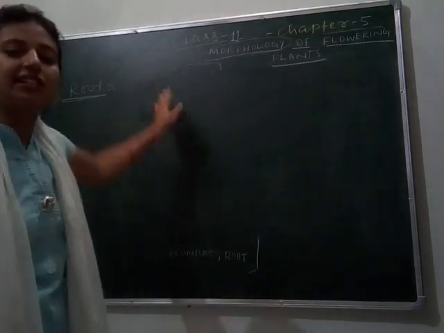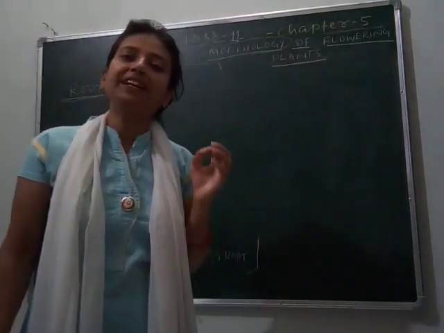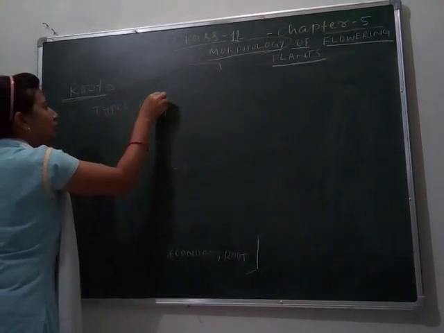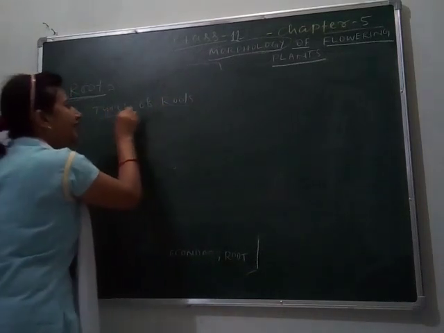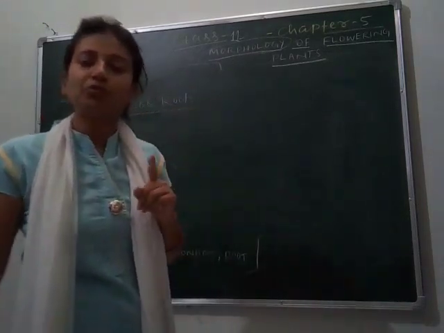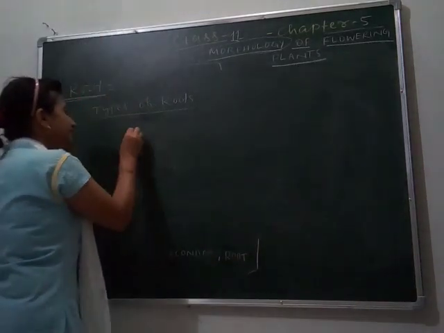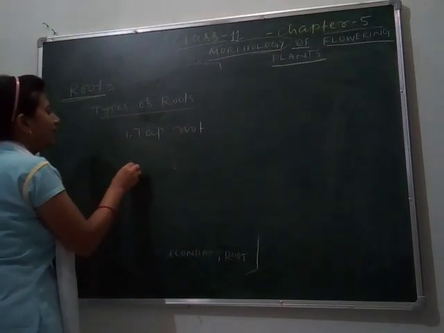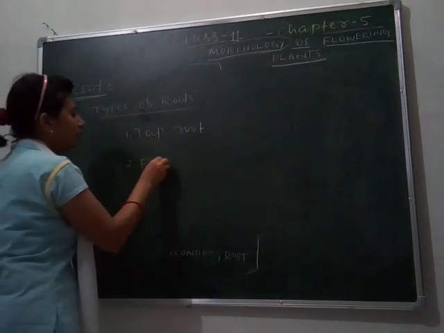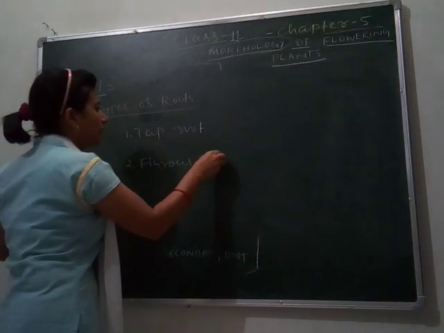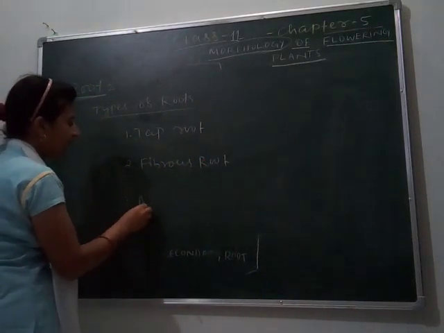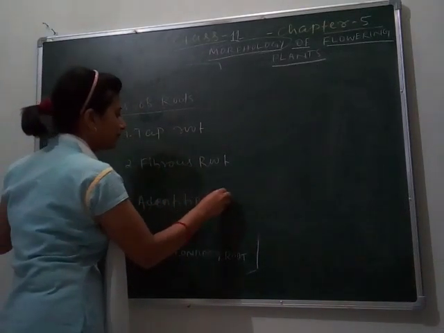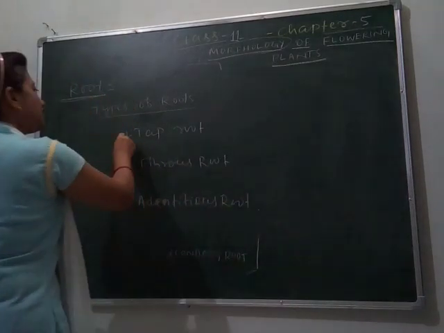So first let's see what the different types of roots are. Roots are divided into three different types: tap root, fibrous root and adventitious root. One is your tap root, another is your fibrous root, and the next one is your adventitious root. So let us understand these roots.